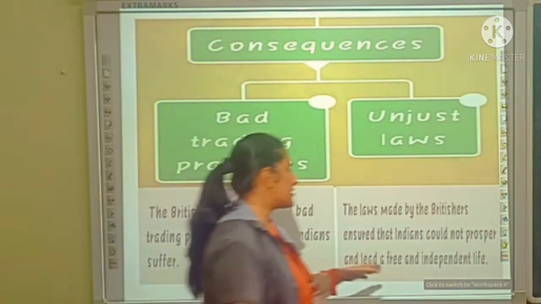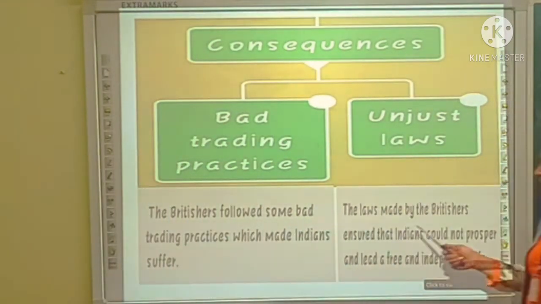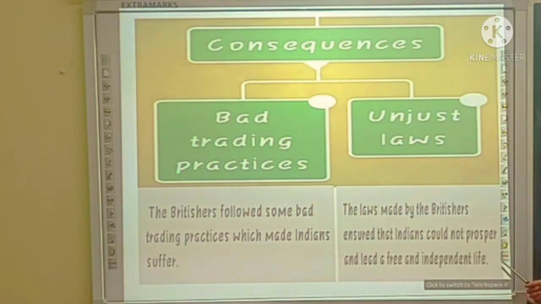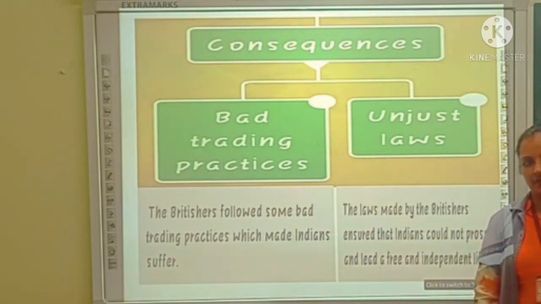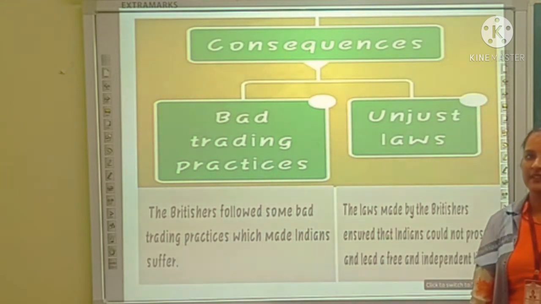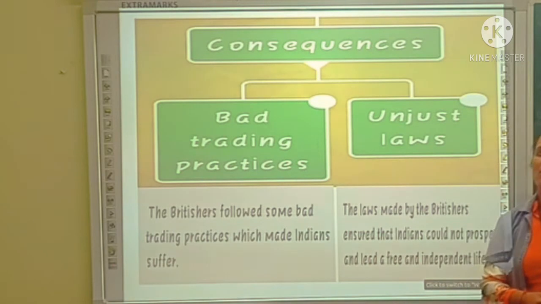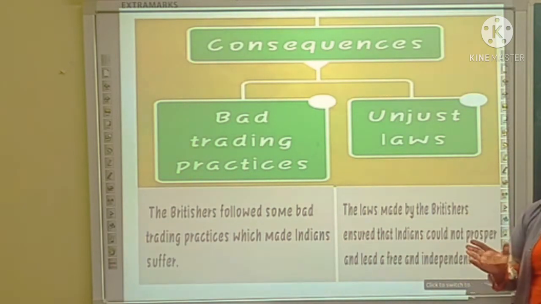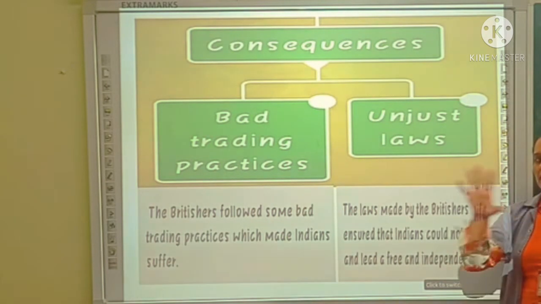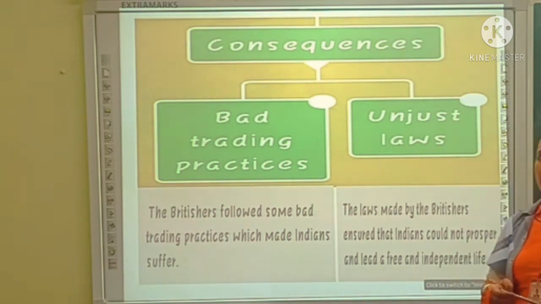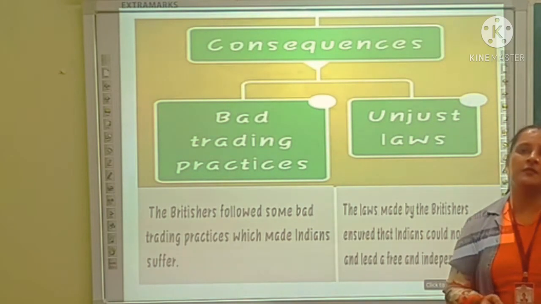Then, unjust laws. The laws made by the British ensured that Indians could not prosper and could not be free and independent. The British had made such laws that forget India's progress, it was difficult, and India could not even live a life of freedom. Now what are such laws? See, if a king died without a child, his whole empire would be owned by the British.